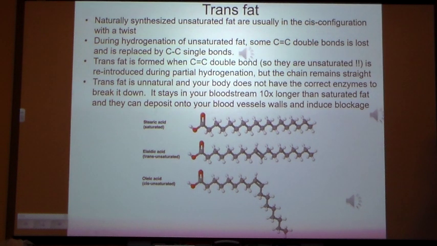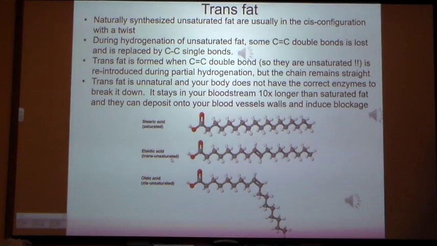So trans fat is a type of fat that is actually still unsaturated. I'll probably ask you a question: is trans fat saturated or unsaturated? The answer is trans fat is unsaturated, but the molecule is straight. So this is the difference between artificially made unsaturated fats, these trans fats formed in the process of partial hydrogenation, versus naturally synthesized unsaturated fat, which has a twist in the molecule.